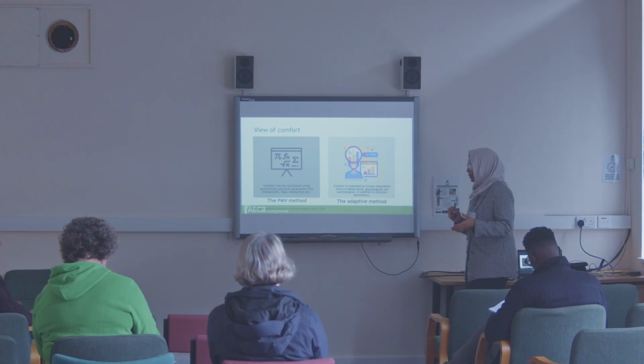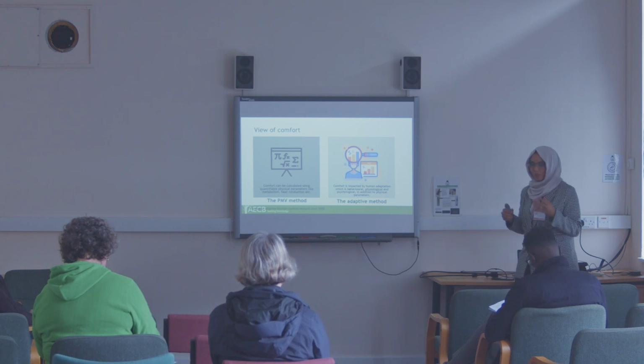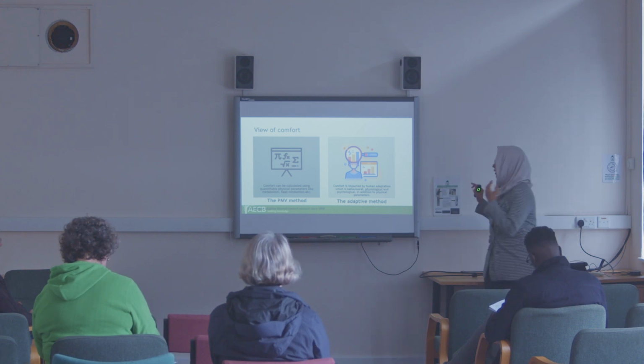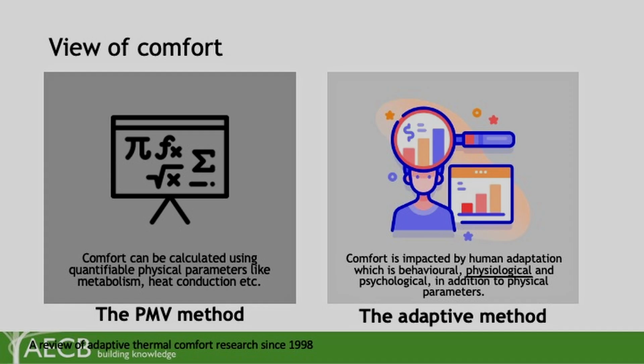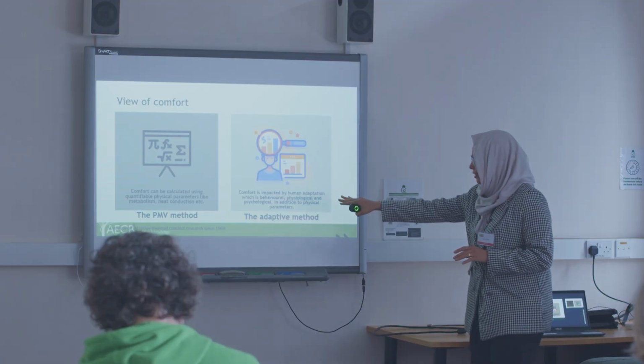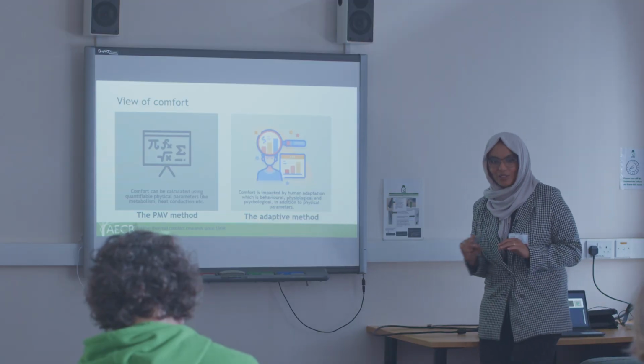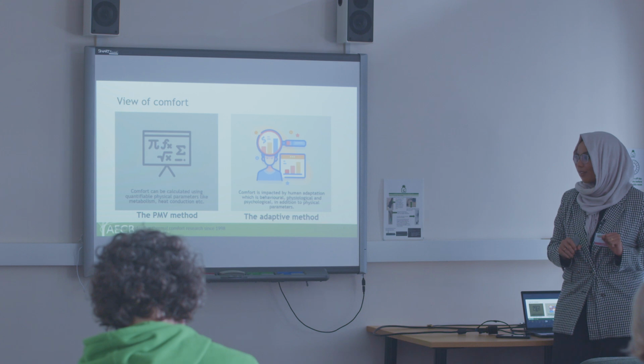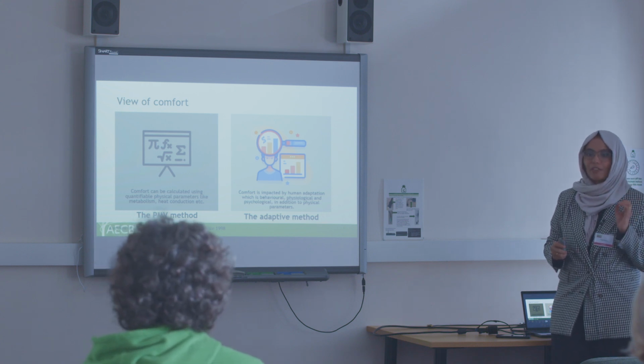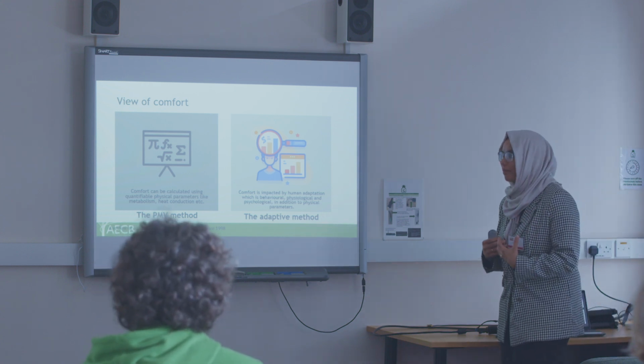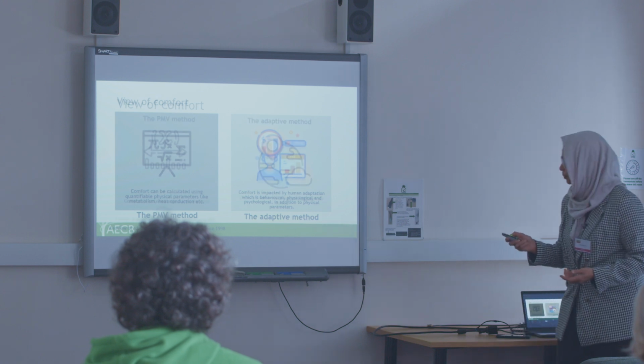And they derived that using climate chamber studies that were done in the 1970s. Now, the adaptive method is a more recent method, and it's becoming more adopted, which considers the human part of it. That actually there is human adaptation, there's behavioral adaptation, physiological and psychological. Now, I've highlighted physiological because it's a contentious point. Some people think, no, it's entirely psychological, but no, there are physiological changes that your body makes to make you comfortable in a different temperature.